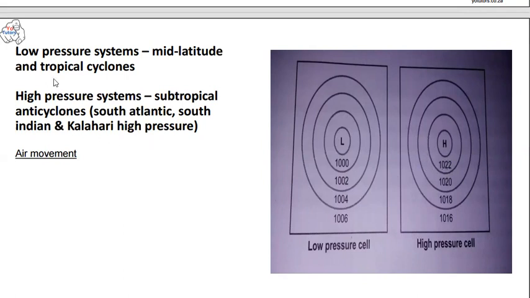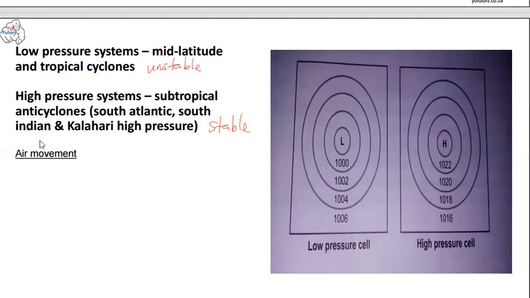But we also need to understand that low pressure systems are unstable. Unstable means these are the ones that bring lightning, flooding, and thunderstorms. That's why we are saying they are unstable. But high pressure systems are stable systems.